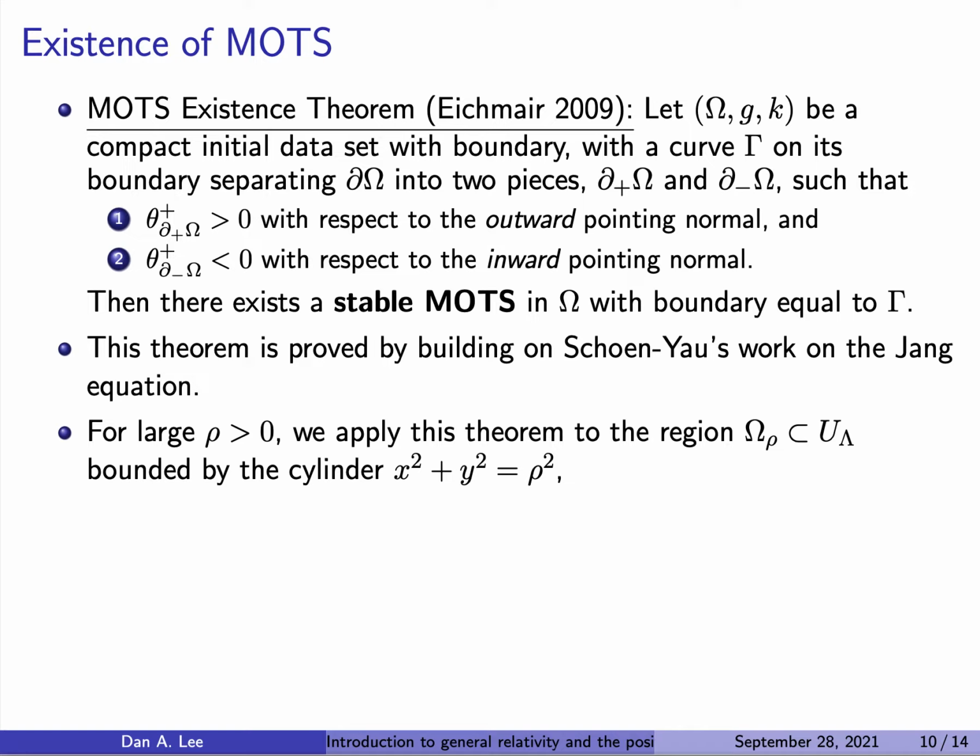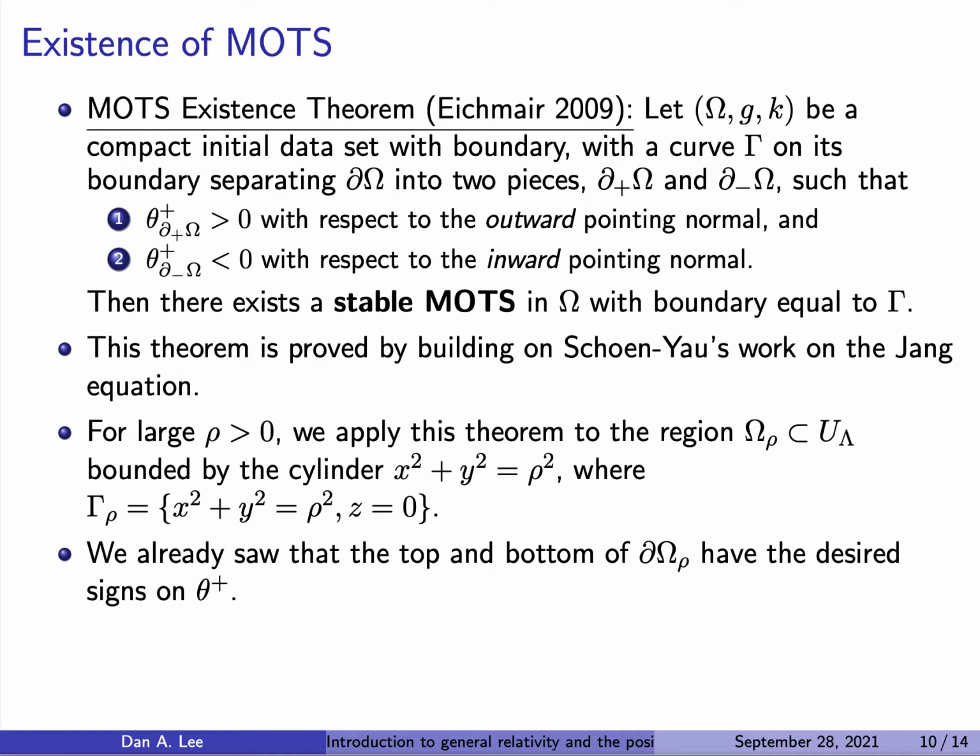So in our situation, remember the slab is U sub lambda. That's the region bounded between these two planes. So for large rho, we're going to apply it to the region that is that slab intersected with, or the part of the slab that's bounded by the cylinder of radius rho. And I'm going to take gamma just to be a circle of radius rho at height 0. So that means that the boundary of omega sub rho is actually just like a can, like a cylinder with a top and a bottom. Okay, and then gamma is just running around the center of that can.